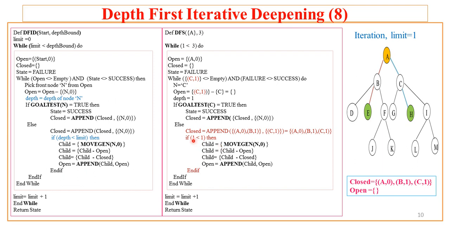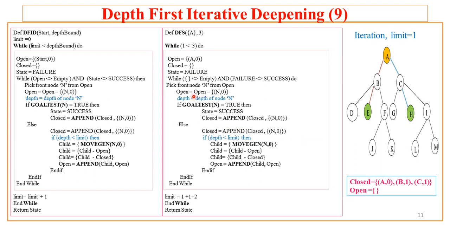Here it checks again whether the depth of the current node C is less than the limit. This condition fails, so it will not execute this part. At this point of time, open is empty, so it will try to iterate the inner while. Closed has 3 nodes A, B and C, and open is empty. So empty not equal to empty fails. False and true is false, so it will not get into this inner while loop at all.